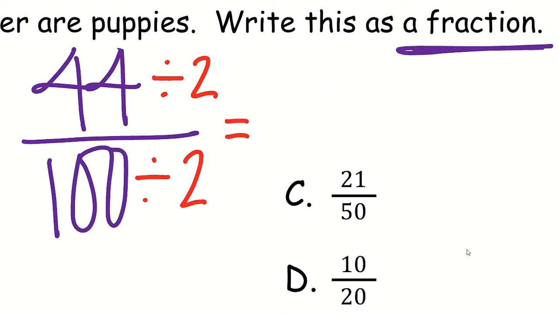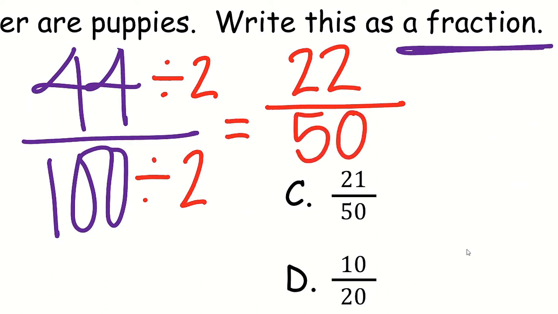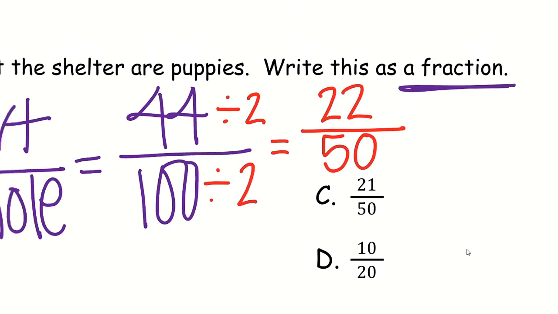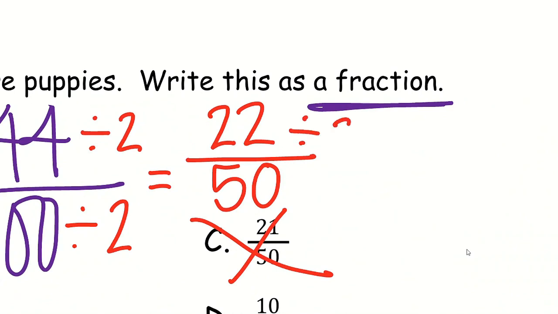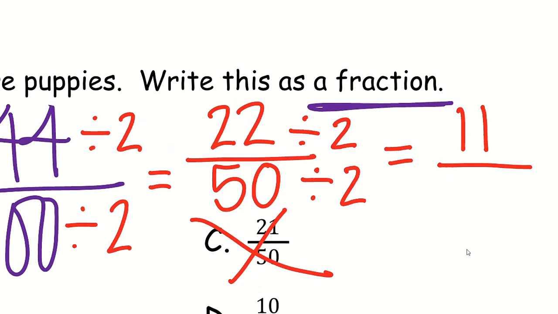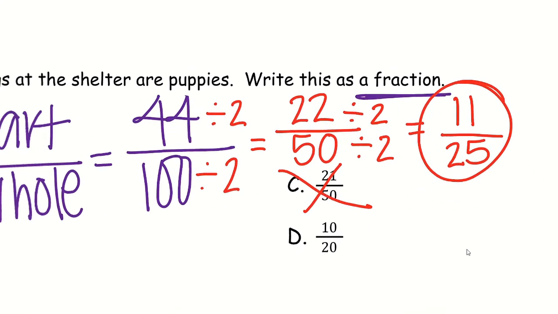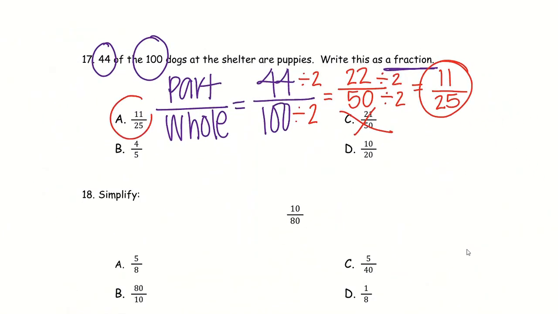So I'm left with 44 cut in half is 22, and 100 cut in half is 50. C's close, but close doesn't count. They're even, we can go again. Let's divide by 2 again. 22 cut in half is 11. That's prime. 50 cut in half is 25. And that's as far as I can go because 11 does not go into 25. Let's hope it's an answer choice. Yes!